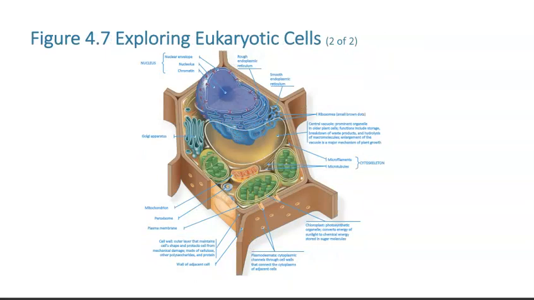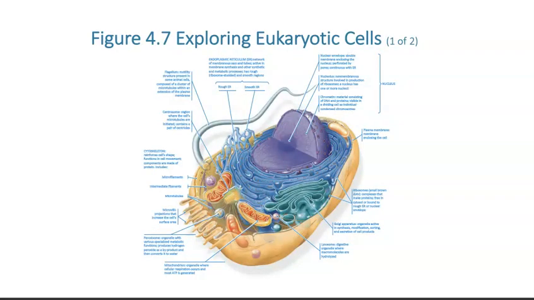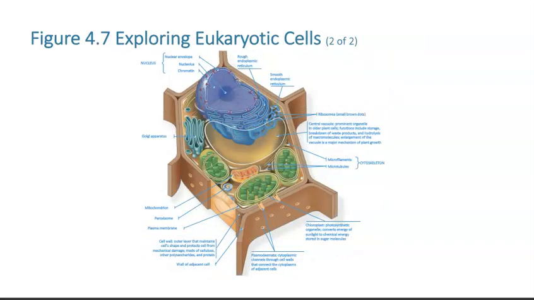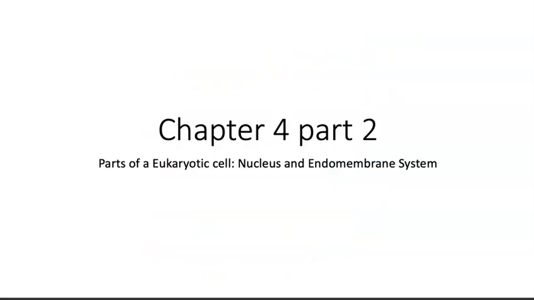Main differences here between plant cells and animal cells are that plant cells have cell walls, they have chloroplasts, and they have a region called a central vacuole. Animal cells, on the other hand, have something called centrioles that plant cells don't have. But other than that, they've got a lot of structures in common. So we'll be going through all of those structures in the next part of this lecture, part 2.